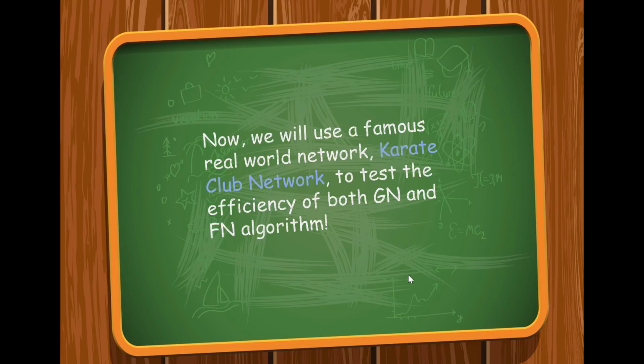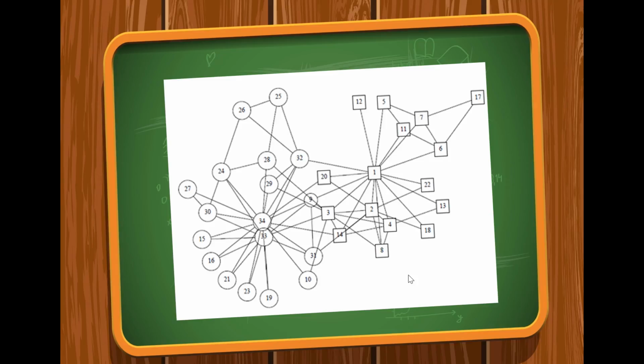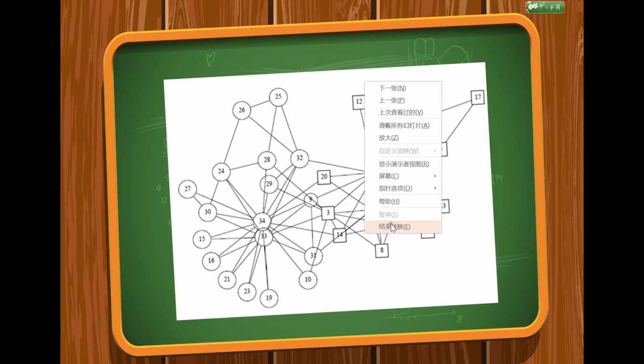Now we will use a famous real-world network called the Karate Club Network to test the efficiency of both the GN and FN algorithms. Here is some background knowledge of the Karate Club Network. Those club members are split into two groups because of a dispute. And here is the ground truth of the grouping result. We may use this graph to check the correctness of the GN and FN algorithms. Okay, let's start.